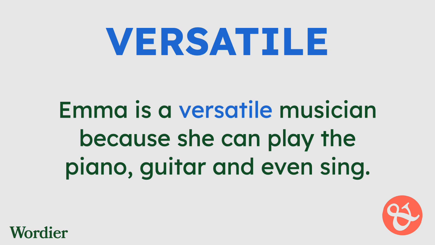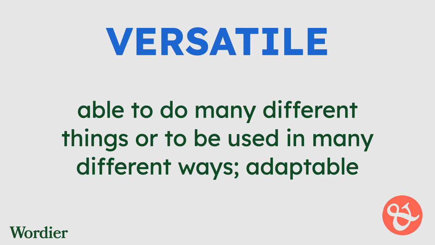Let's look at the example sentence. Sorry, the definition, I mean. So you could say, able to do many different things or to be used in many different ways. Adaptable, so adaptable would be a synonym. So you could have an object that is very versatile. Some would say that a cardboard box is versatile. You could use it to make a fort, you could cut it out and make a shield, you could use it to store things. So you can turn it into many different things and use it in different ways.